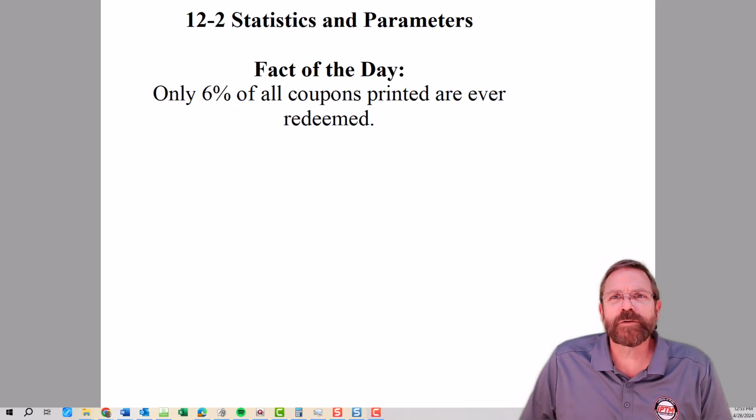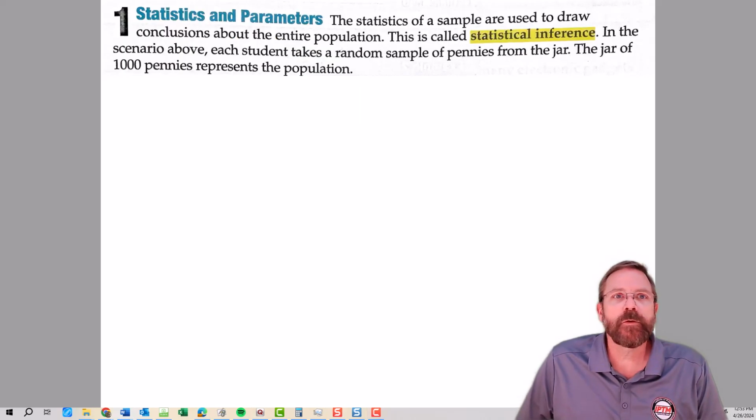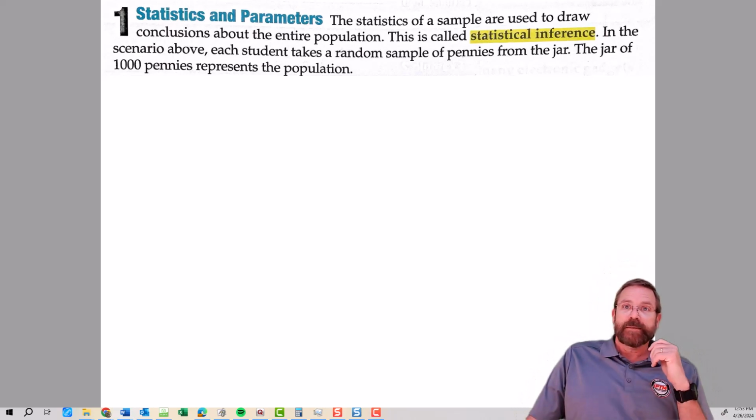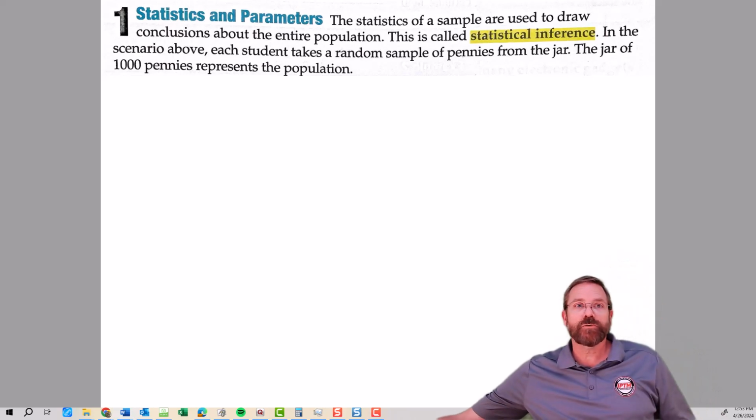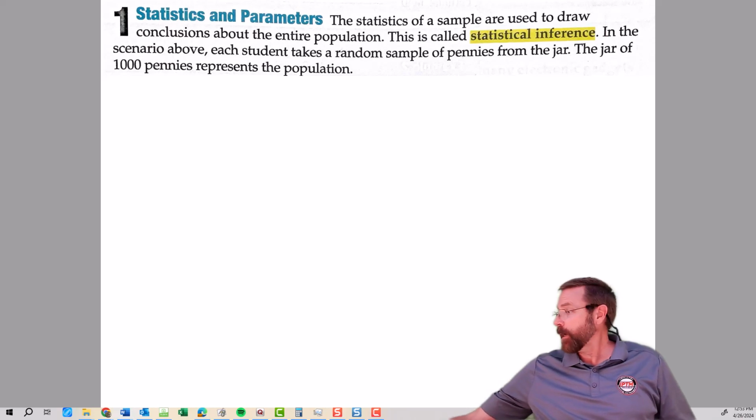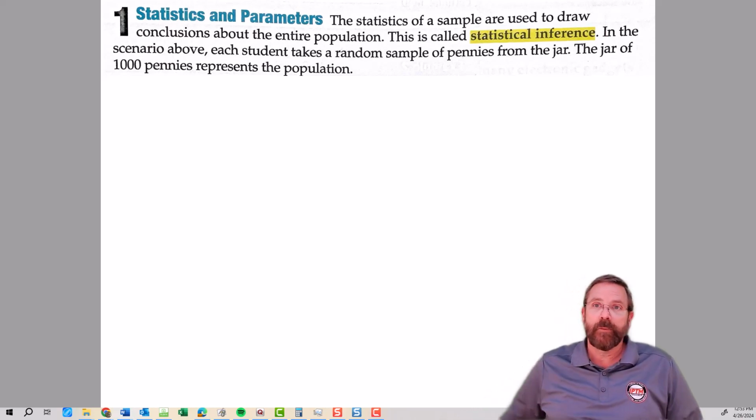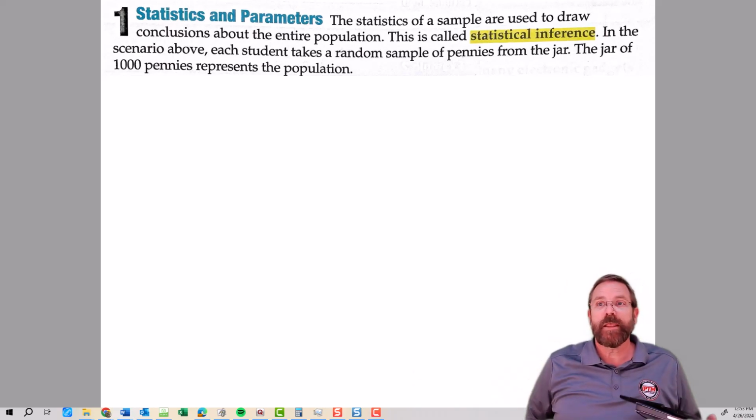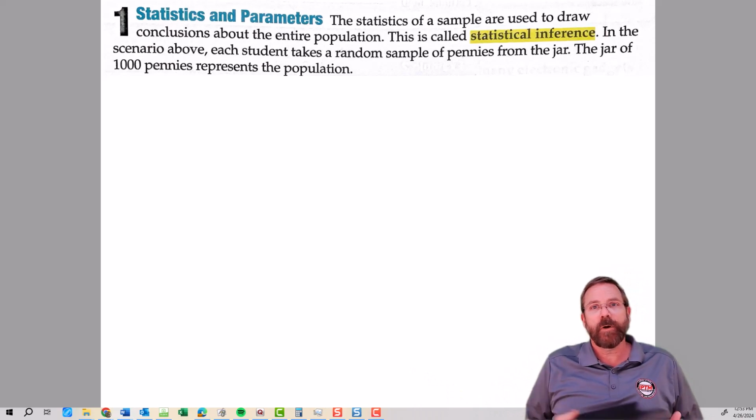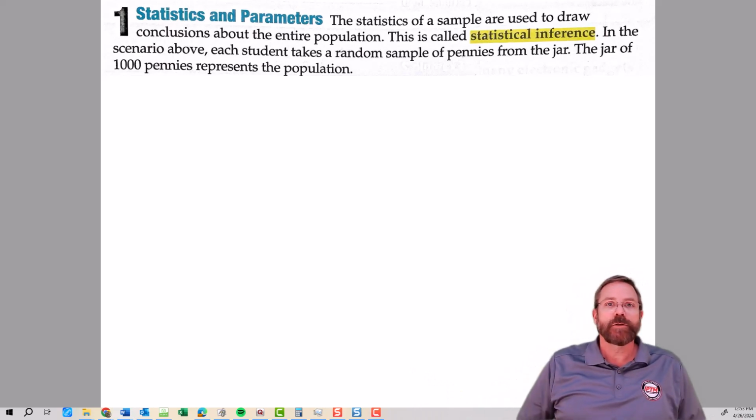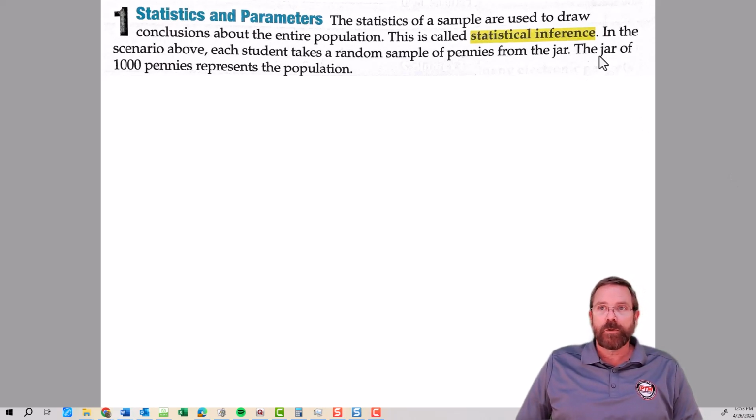Chapter 12, Lesson 2 covers statistics and parameters. Diving into this one, we can say that the statistics of a sample are used to draw conclusions of an entire population. This is called a statistical inference. In the scenario above, which we don't show here, each student takes a random sample of pennies from the jar. The jar has 1,000 pennies in its population.